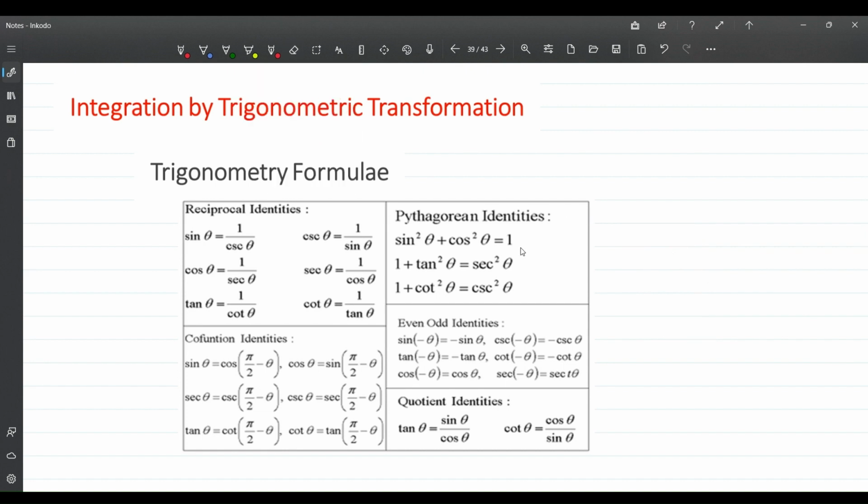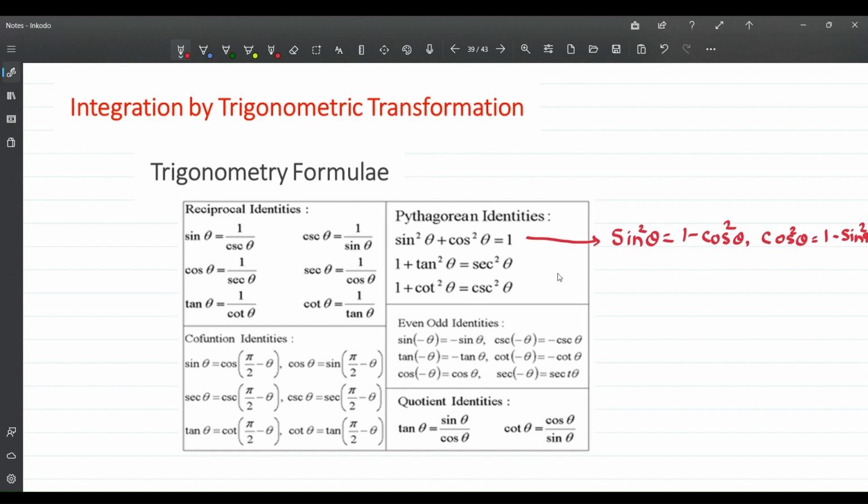Okay. Next, Pythagorean identities, which in 10th standard you have already studied. We can say it as fundamental identities also. First one is sine square theta plus cos square theta is equal to 1. From this, you can make two formulas, like sine square theta is equal to 1 minus cos square theta, and for cos square theta you can write it as 1 minus sine square theta.